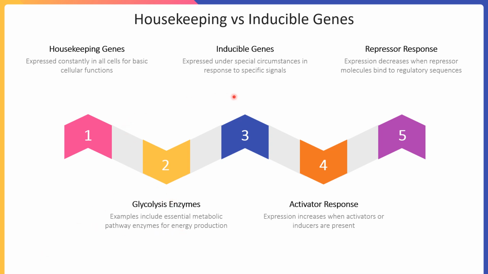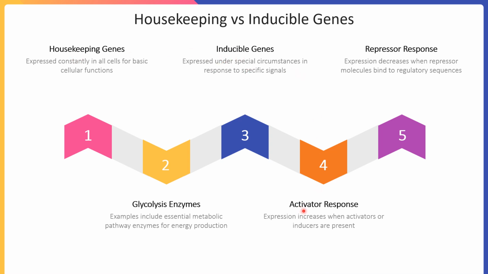The other type is inducible genes. They are expressed only under certain special circumstances. That is, when a specific signal is given to them, these genes are induced to express, and they will be transcribed and then translated to protein. So these are the two types of genes present in our body.